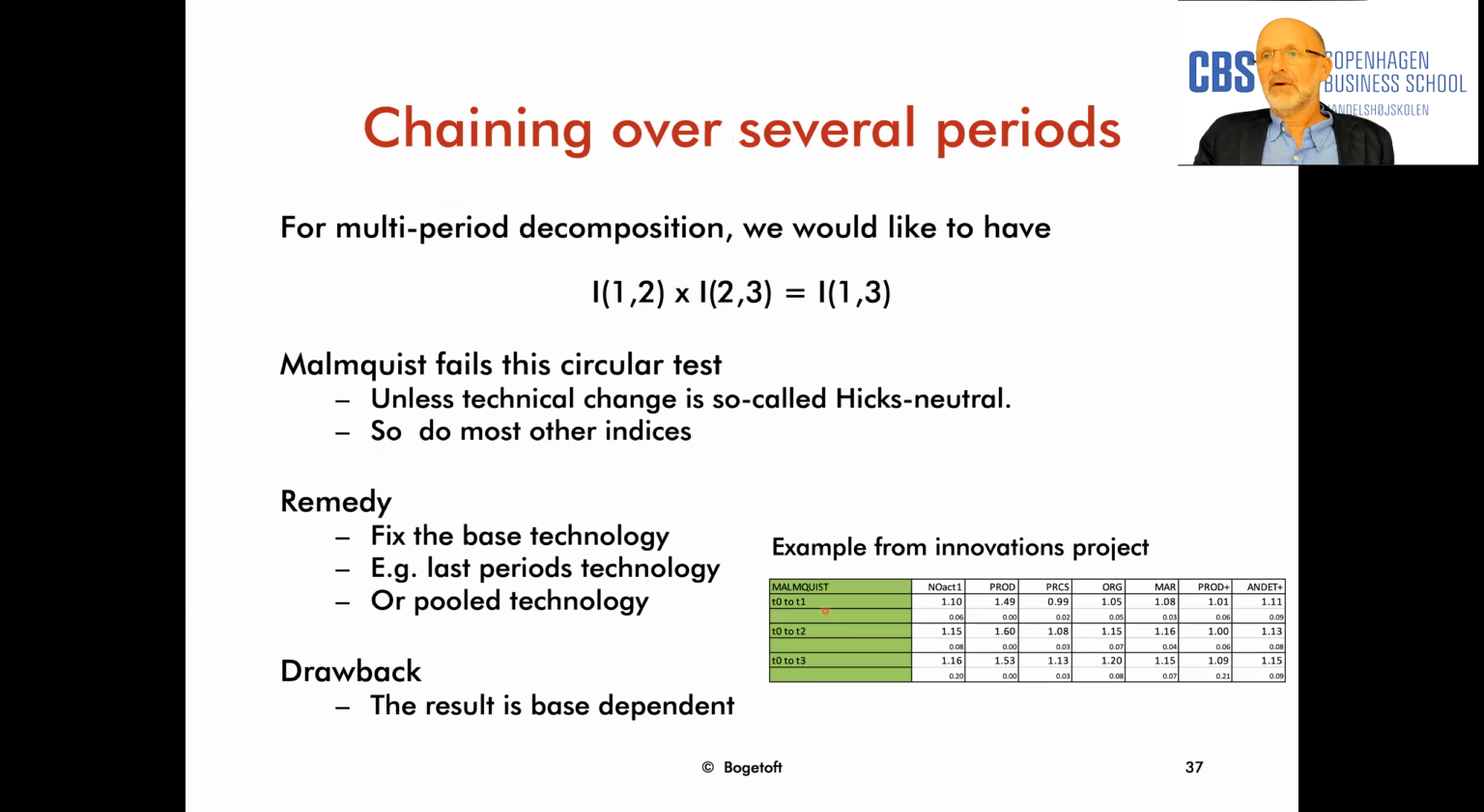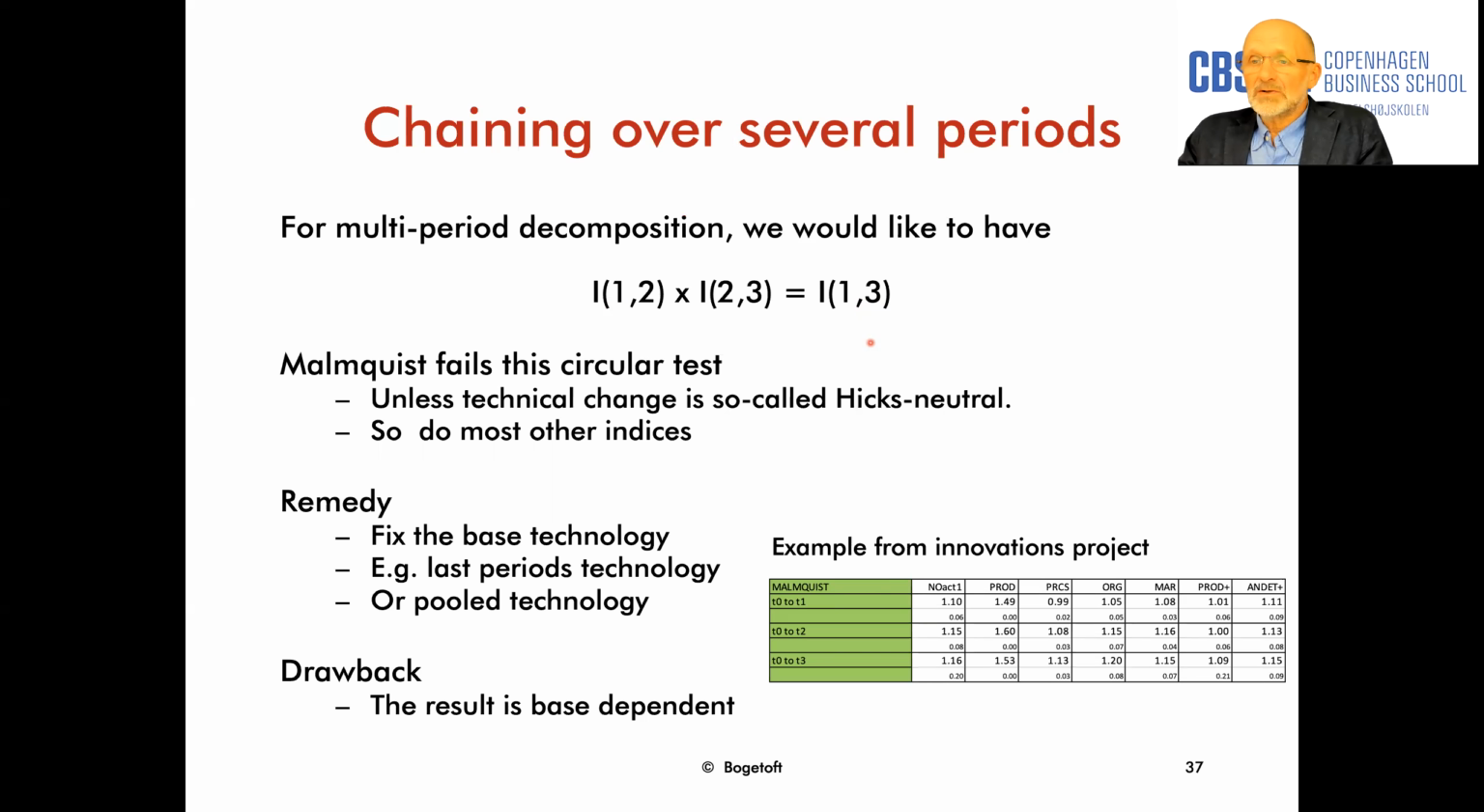Okay, I want to make a few more comments on the Malmquist index. You would actually like the index to be so that the improvement from period 1 to 2, multiplied with the improvement from 2 to 3, would be the same as the improvement from period 1 to 3. That's not the case. It's called the circular test, and this is not fulfilled by Malmquist, as it is not fulfilled by a lot of indices you will find, unless the technology has a certain regularity called Hicks neutrality, where the isoquants are moving very parallel to each other.